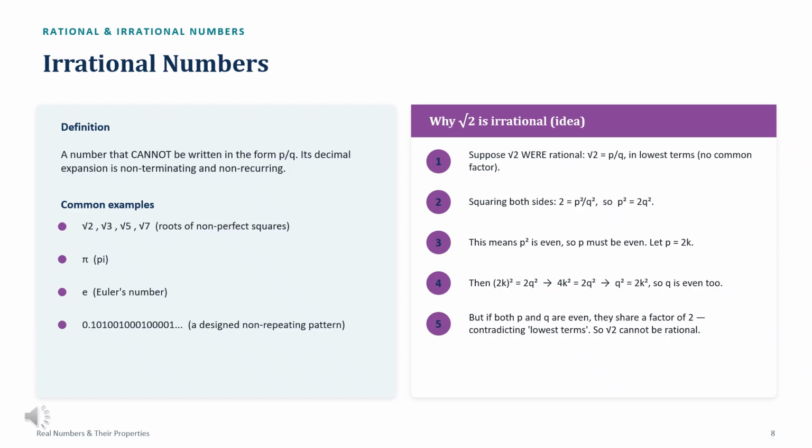Here's a quick idea of why the square root of 2 is irrational. Suppose it were rational, equal to p over q in lowest terms. Squaring both sides gives us 2 equals p squared over q squared, so p squared equals 2q squared, which means p squared is even, so p itself must be even. If p equals 2k, then substituting back shows q must be even too. But if both p and q are even, they share a common factor of 2, which contradicts our assumption that the fraction was in lowest terms. So the square root of 2 cannot be rational.